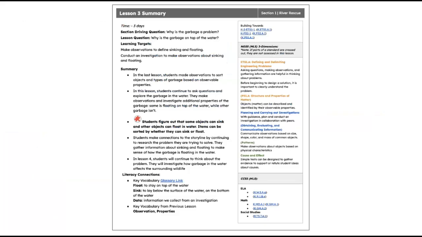There are several opportunities for ELA, math, and social studies cross-curricular connections throughout the lesson. You can look for specific standard connections in the Unit 4 teacher guide. This lesson will take approximately 3 days to complete.